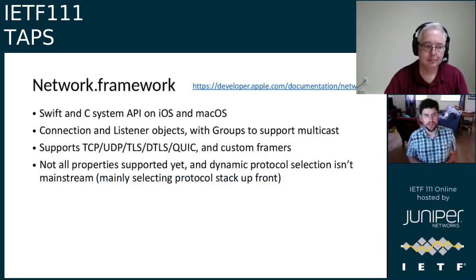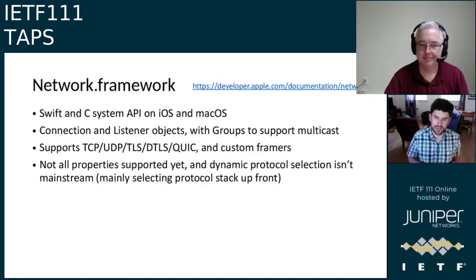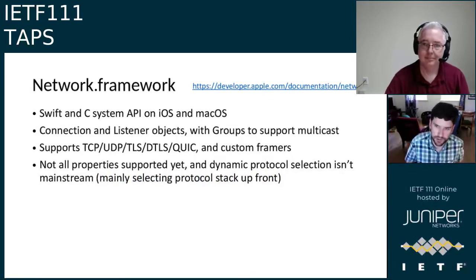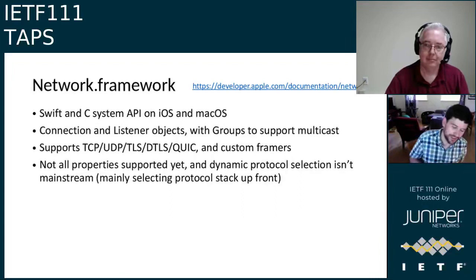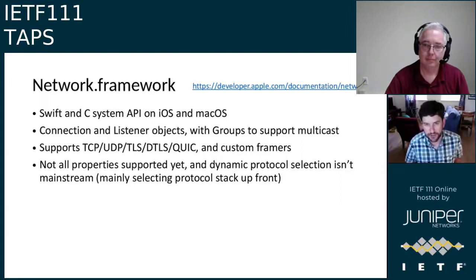And then last, here's the slide I contributed. We have Network Framework, which is Apple's low-level networking API. We do not have an open source GitHub project at this time, but you can look at the API surface here. And this is offered in Swift and C as a system API for both iOS and macOS.